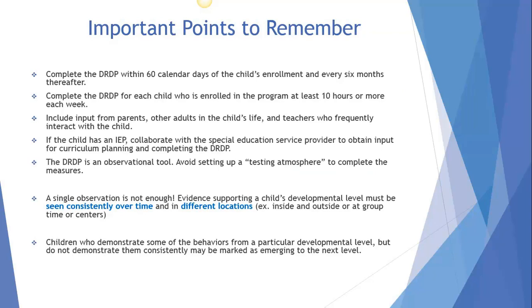When you complete a DRDP, if you have a child enrolling in your program, they have to complete it within how many days of enrollment? 60 calendar days. Okay? Most programs really strive to do 30 calendar days because 2 months passes by really fast and a lot of development can happen. Okay? And then you need to do it every 6 months after that.